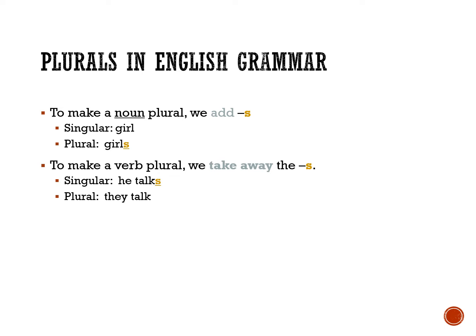For example, he talks. They talk. Look at the difference between the two sentences. He talks. The s indicates that the subject, he, is singular. In the second sentence, they talk. They is a plural subject, so you need to take away the s. They talk.